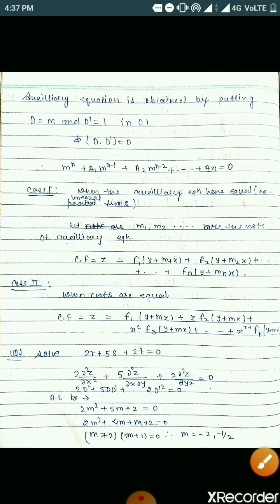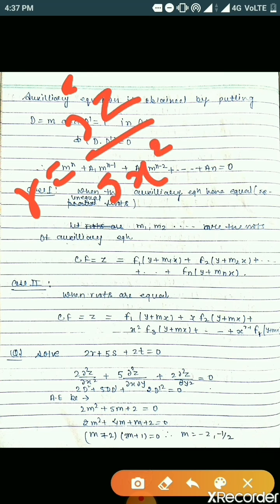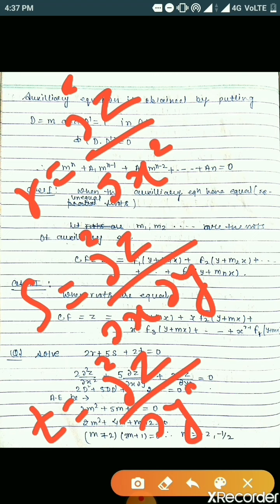So let's see an example of this question. Solve 2r plus 5s plus 2t equals 0. Let us first see what this r, s and t are. r is del 2 z by del x2. s is del 2 z by del x del y, and t is del 2 z by del y2.